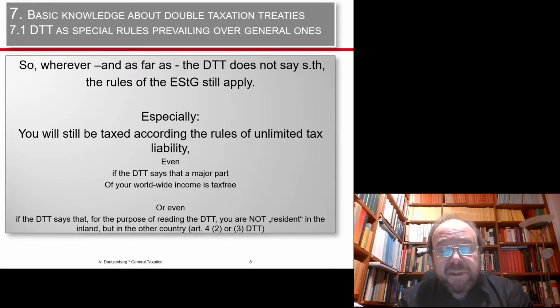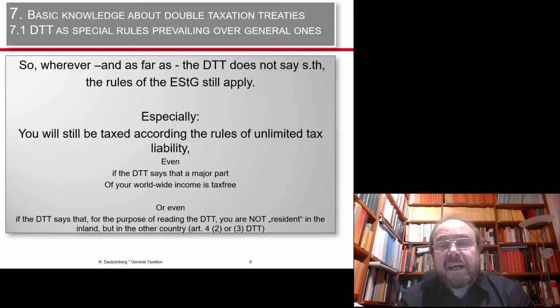So when you read, let's say, Article 4 on residence, and you have to do this because many of the rules of the Double Taxation Treaty will require that you can decide where the taxpayer is mostly resident, then the DTT says we do as if that taxpayer were only resident in France, but the decisive words are then: for the application of the Double Taxation Treaty rules.